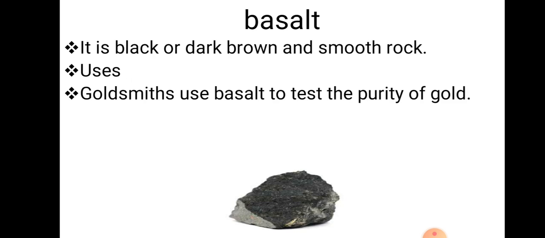Basalt. You can see this rock. It's known as basalt rock. It is dark brown and smooth rock. It is used by the goldsmith to test the purity of gold. If you have gone to a goldsmith, you must have seen where they are measuring the gold, they have kept a rock on which they rub the gold and they see whether the gold ornament we are selling them is pure or not.